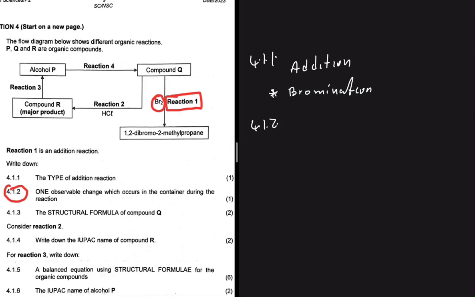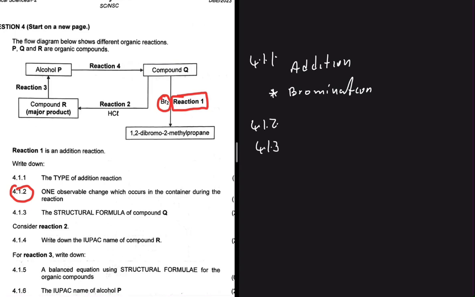And now 4.1.2, one observable change that occurs in the container during the reaction. When the reaction takes place, the color will go from brown to colorless. It will actually go from brown to colorless and not the other way around, right? So the answer to 4.1.2: the color of the container will go from brown to colorless.